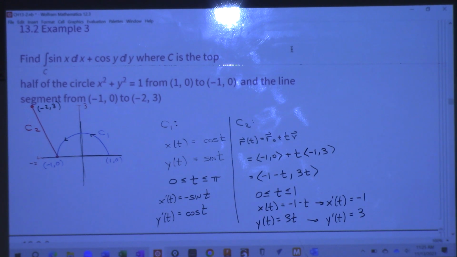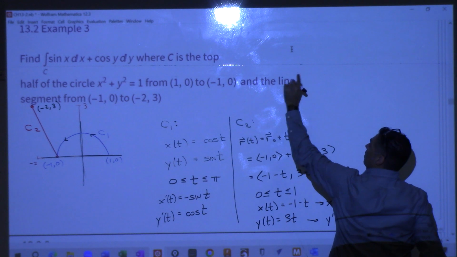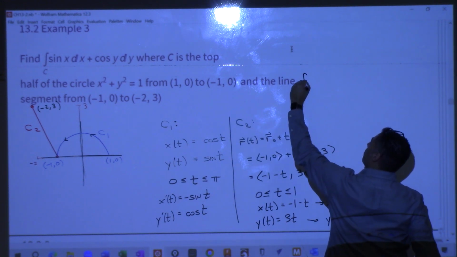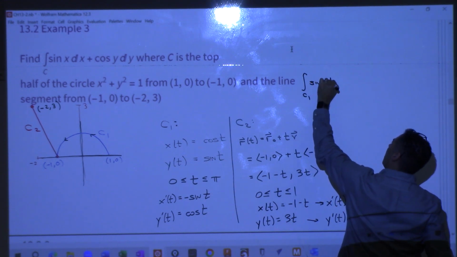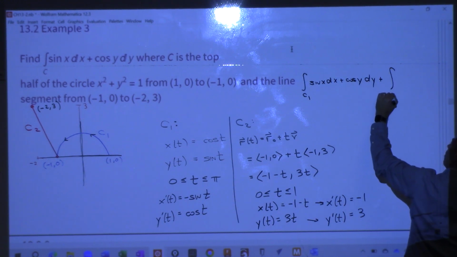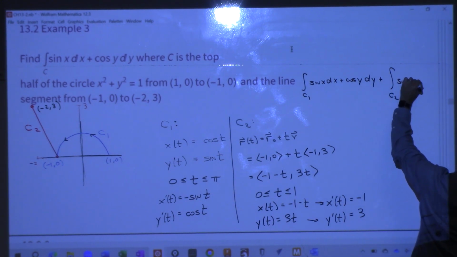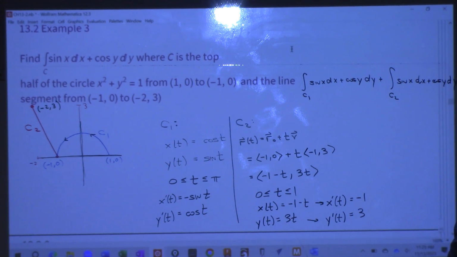I'm out of room, so let me try it right here. That original integral becomes the line integral over C1 of sine x dx plus cosine y dy, plus the line integral over C2 of sine x dx plus cosine y dy. You're breaking it up into two.